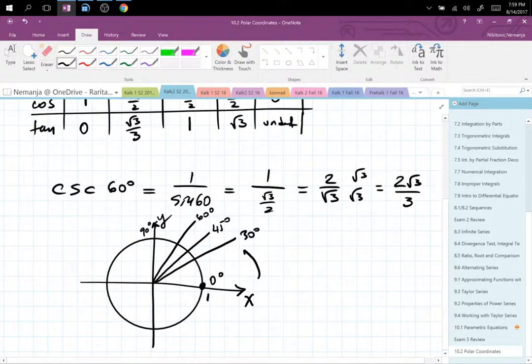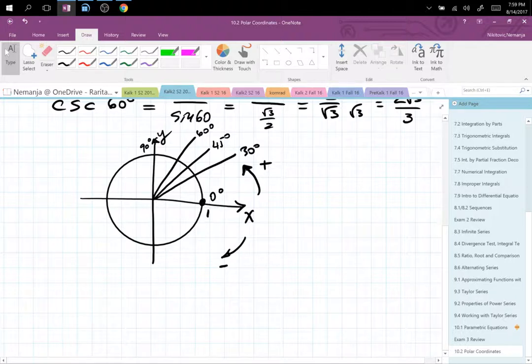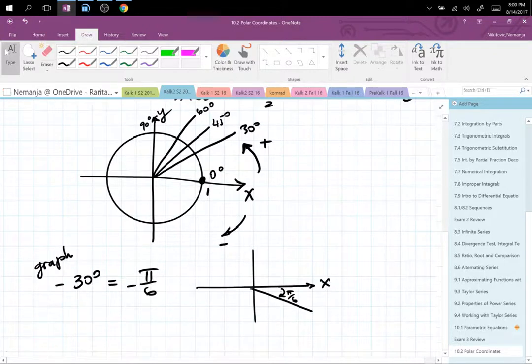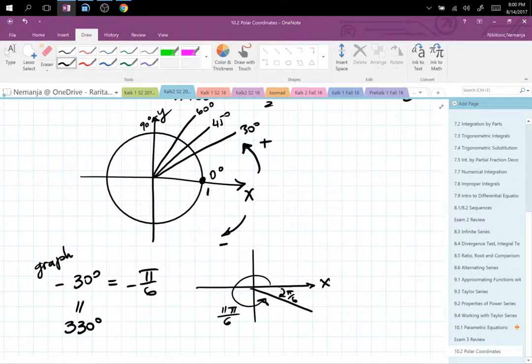Hopefully you immediately see that the positive angles go counterclockwise, and the negative angles go clockwise. So if you need to draw, let's say, negative 30 degrees, which is negative pi over 6, you will do a 30-degree angle below the x-axis, because that would be negative 30 degrees. That is equivalent to 330 positive degrees. So you can either have that or you can have this, which is clearly 11 pi over 6. Those two angles are the same location, two different representations of the same angle.